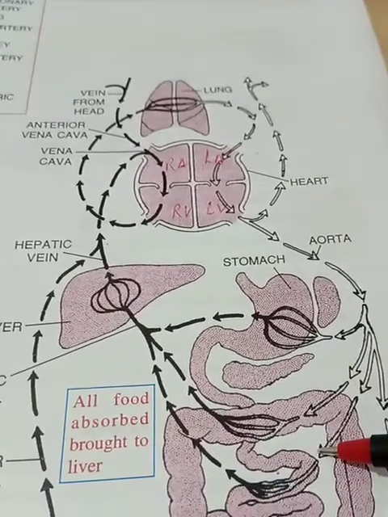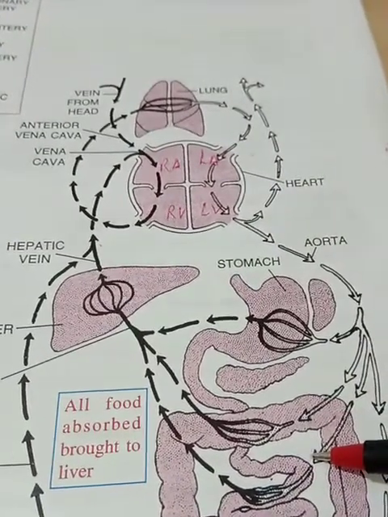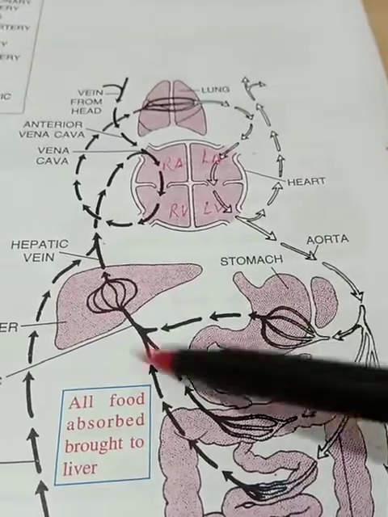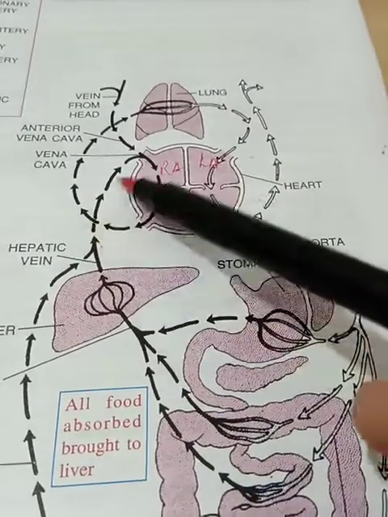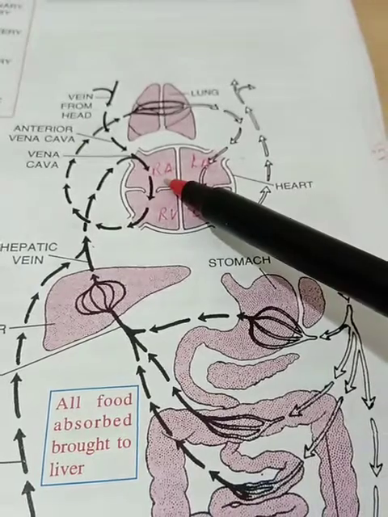Alright. Now this blood becomes deoxygenated by giving up oxygen, and now the deoxygenated blood is returned to the right auricle, right, by two veins.